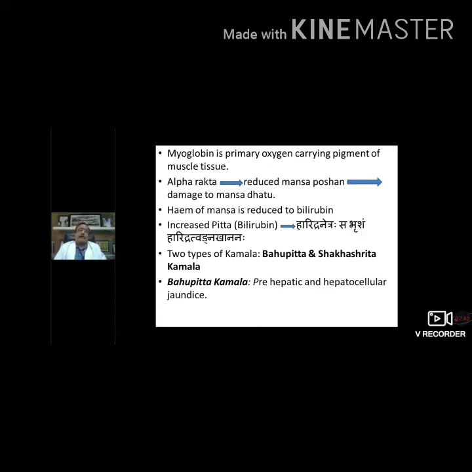You have noted already, it reduces the portion of damage to the mamsa dhatu. This is very important, my dear. Whenever the hemoglobin is reduced, myoglobin is reduced, and the effect on the skeletal muscles also appears. You can see the muscle mass will be reduced. You have seen a lean and thin person in very severe anemia, when the hemoglobin is less than 4 or 5. You can see a similar feature where mass is lost.